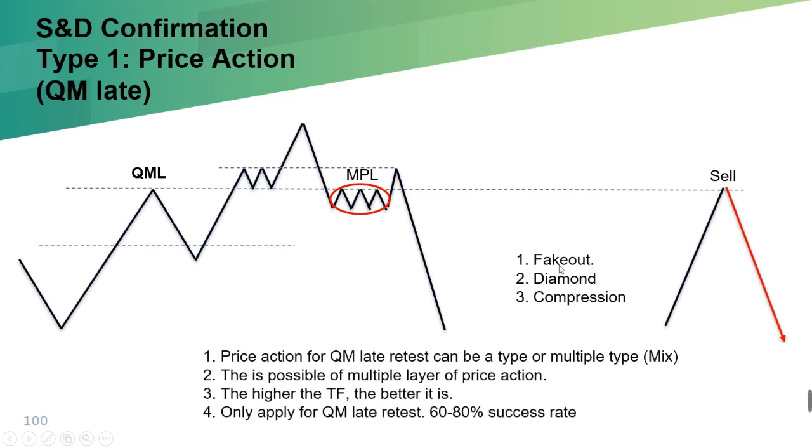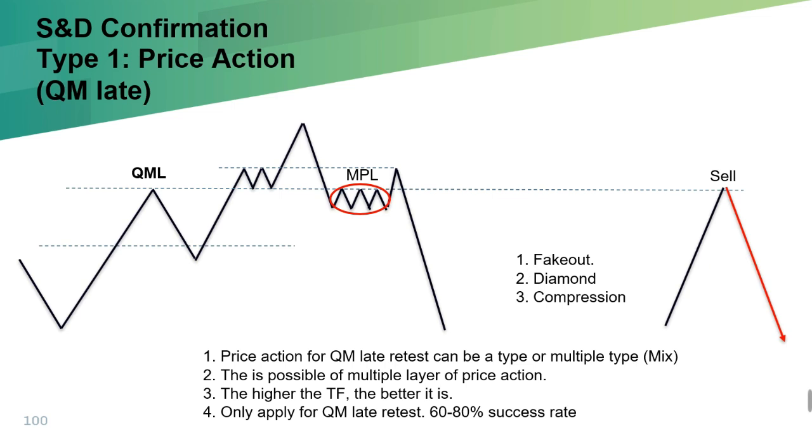The notes that you need to take note of is that the price action for the QM late retest can be a mix of multiple types. It can be just fake out, or just diamond, or just compression. But sometimes it can be fake out with compression: fake out first, or compression first, or compression last, or compression first, then fake out, which will be CPLQ, like I introduced to you in a previous episode.